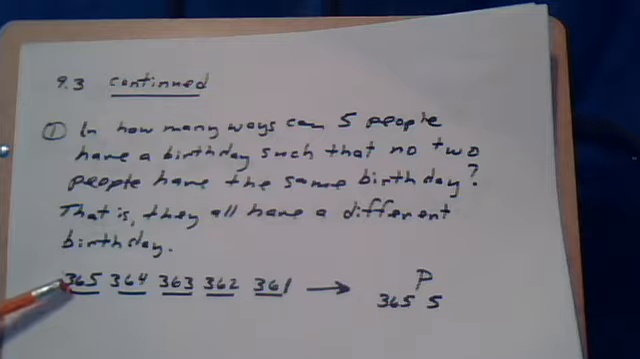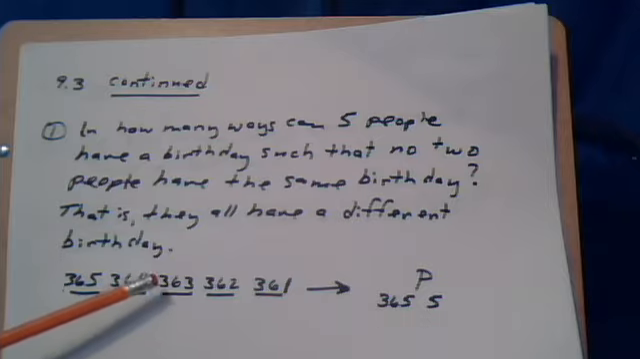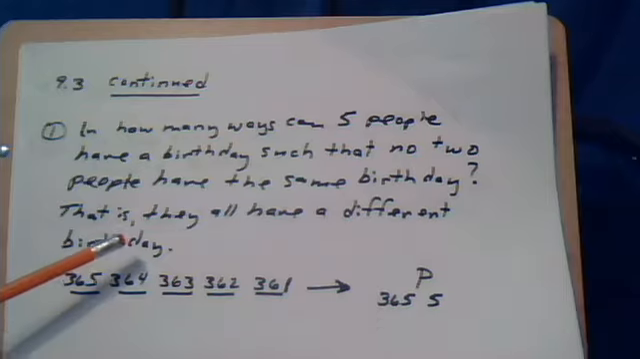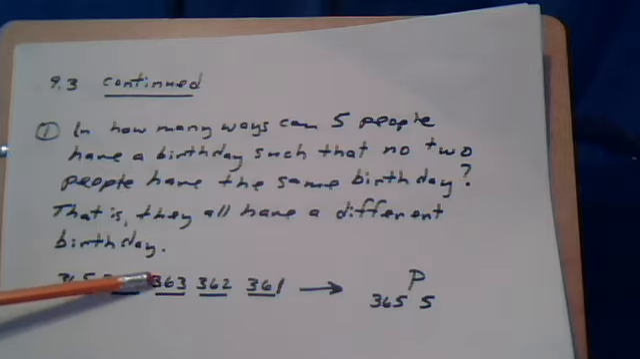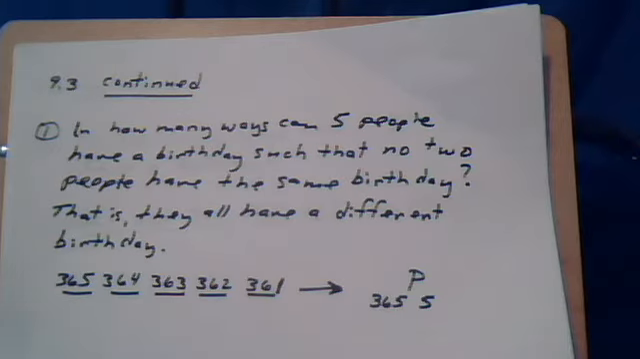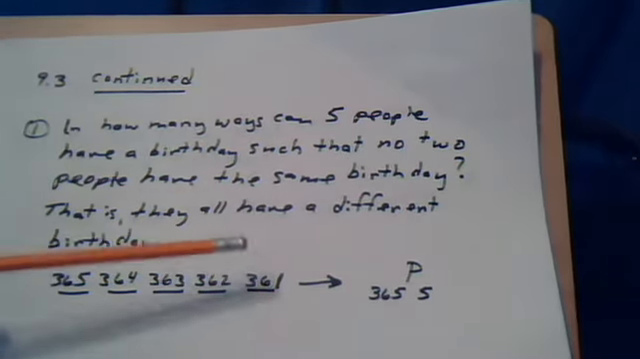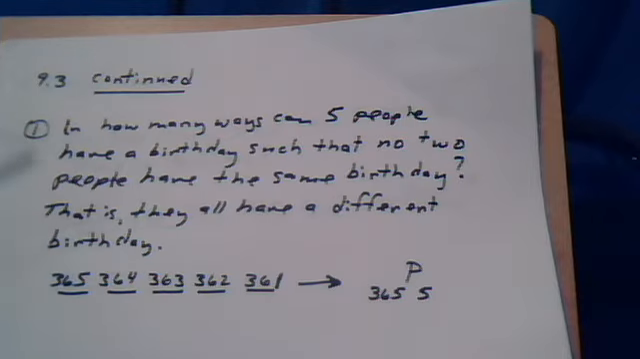The first one has 365 days to choose their birthday. The second person, 364 days to choose their birthday. The third person, 363 ways to choose their birthday. So after the first person, each of them has 1 less day to choose their birthday. So notice how it's decreasing by 1. This is a multiplication principle with no repetition, since they can't choose the same birthday.